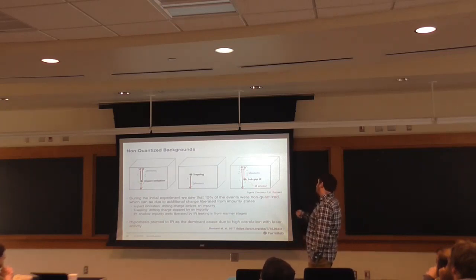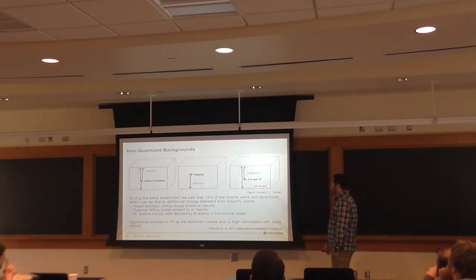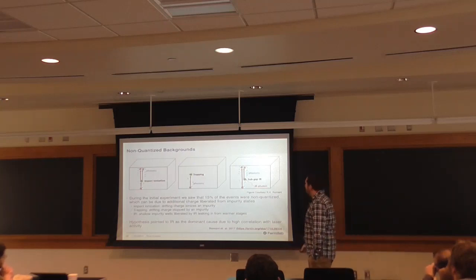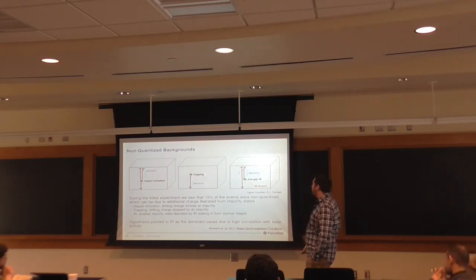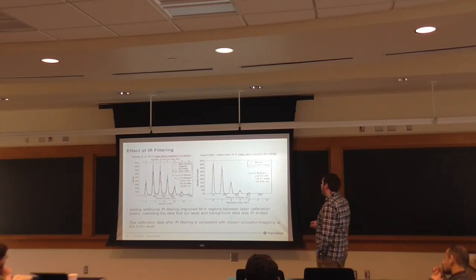You get a charge carrier that drifts not all the way across, but partially across the crystal, and you get an energy intermediate between the quantized peaks of the detector. So the theory that we came up with after the first run is, okay, this is probably IR. We've done a lot of work since to try to refine this. Initially, though, we did have really good evidence that this was the case.